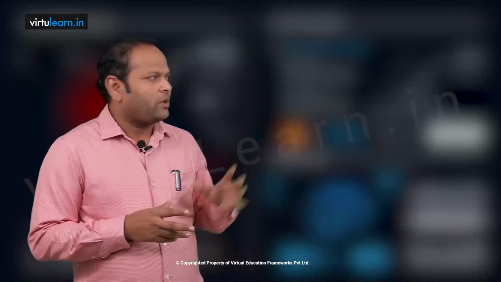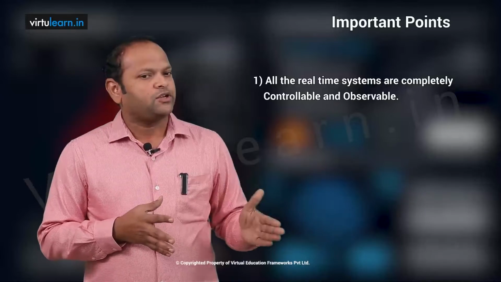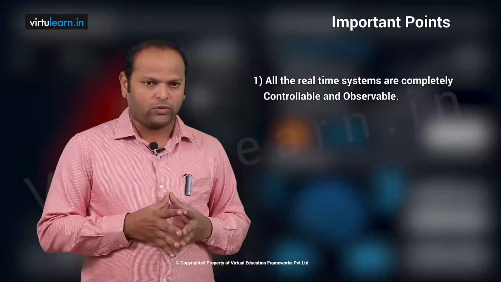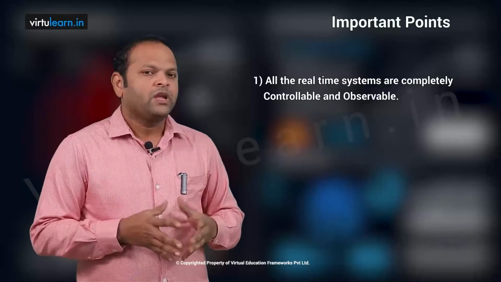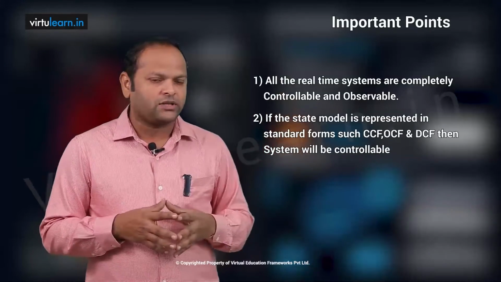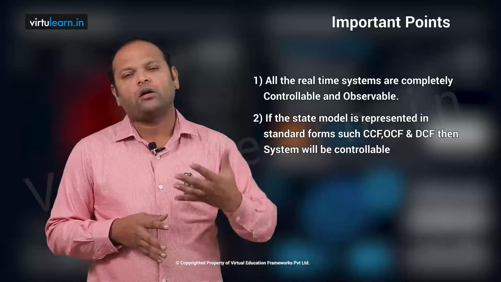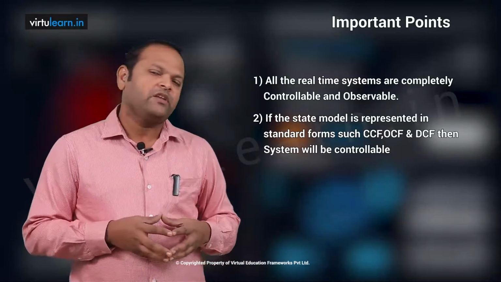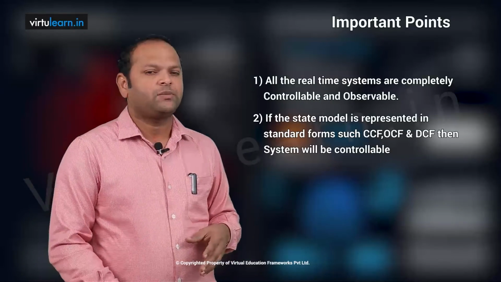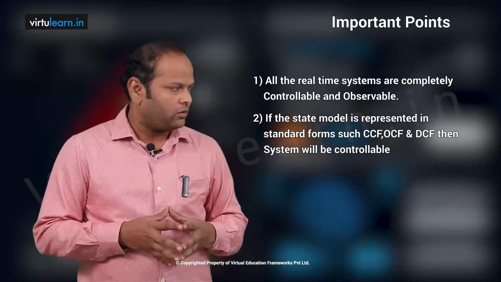Then we can look at some of the important points of controllability and observability. All real-time systems are completely observable and completely controllable. And if the state model is represented in standard forms like controllable canonical form, observable canonical form, or diagonal canonical form, then we say that particular system is completely controllable as well as completely observable.